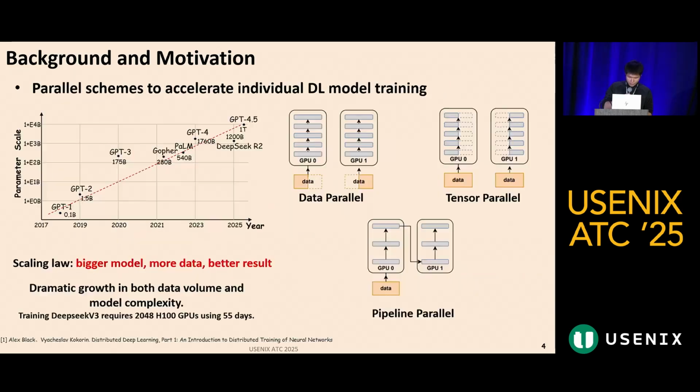On the other hand, the scale of transformer models is growing so fast, as seen in the figure. For instance, training DeepSeek V3 demands 2,048 H100 GPUs for 55 days. To handle this, various parallel schemes are employed, including data parallelism, pipeline parallelism, and tensor parallelism. Our work primarily focuses on the elasticity of pipeline parallelism, which is widely adopted due to its lower communication overhead.